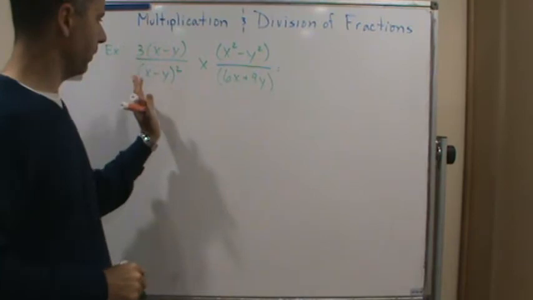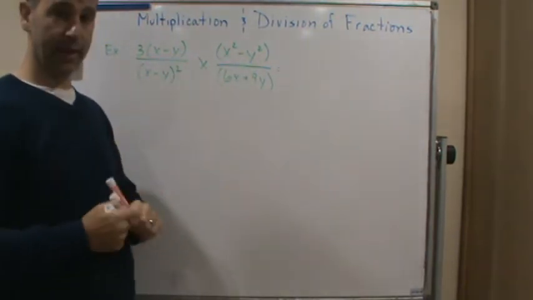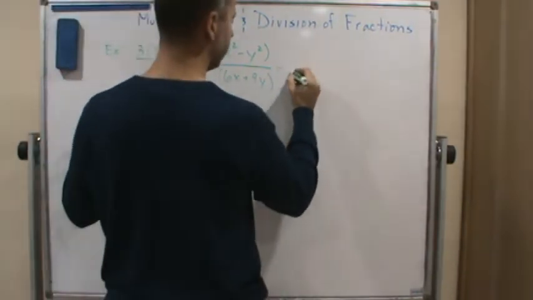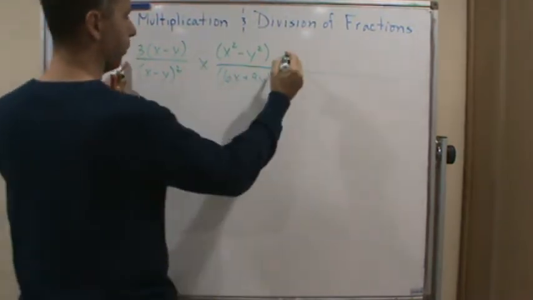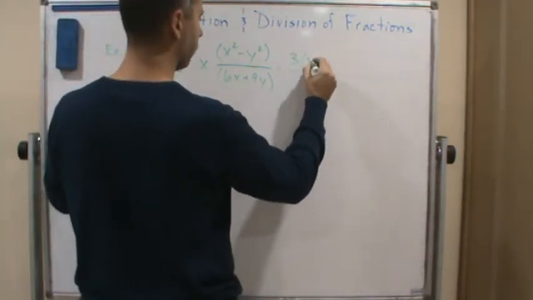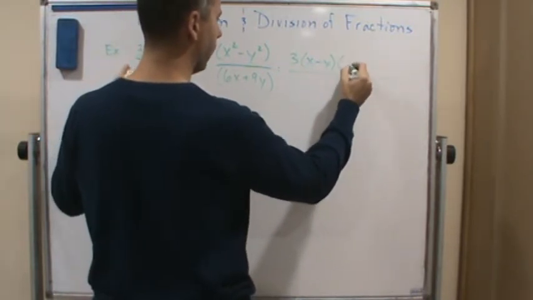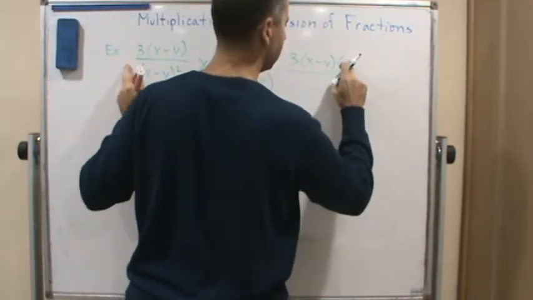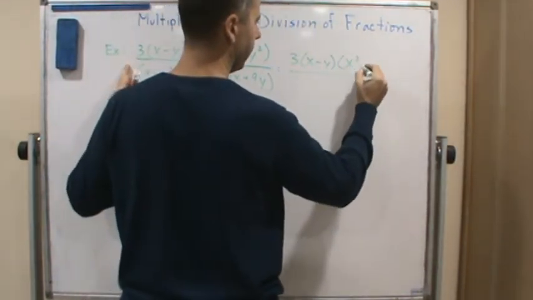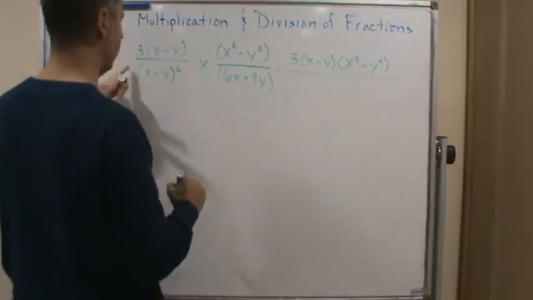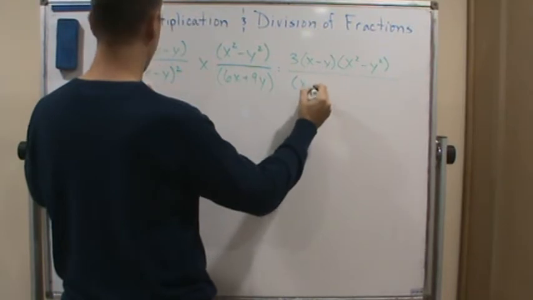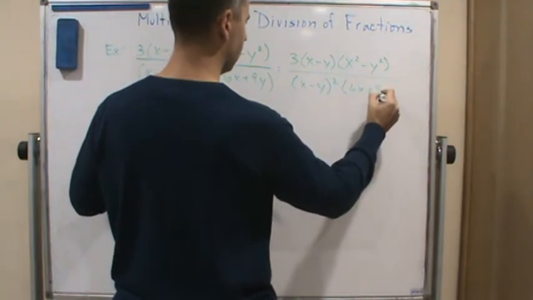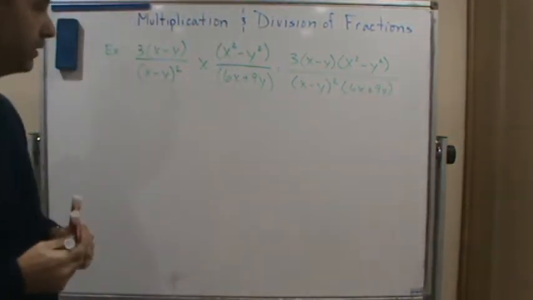So the first thing I'm going to do is bring the numerators and the denominators together as products. Okay, just using the definition of multiplying fractions. So I'm going to write this as one large fraction. So I'm going to write 3 times x minus y times x squared minus y squared, and then I'm going to have on the bottom x minus y quantity squared, 6x plus 9y. Okay, so now that's what I have so far.